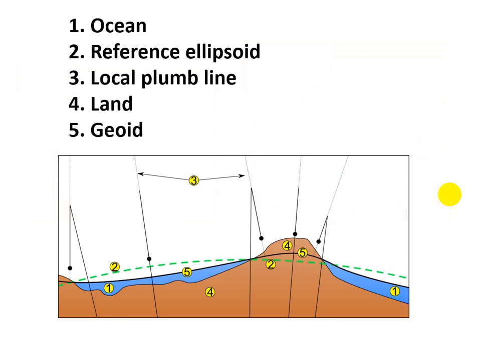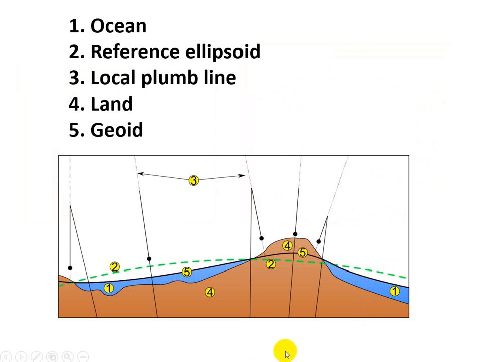There's a little graphic, and it's showing you the ocean surface, and the reference ellipsoid, which is that dashed green line, and a local plumb line. So this is like a plumb bob. If you have a weight on a string, you let it go, which way is it going to fall? You think it would fall right at the Earth.